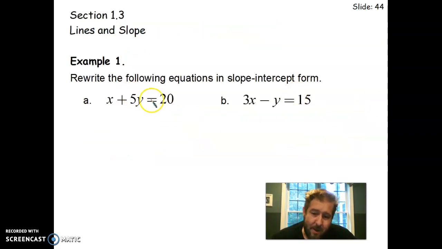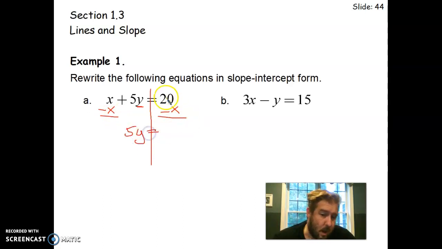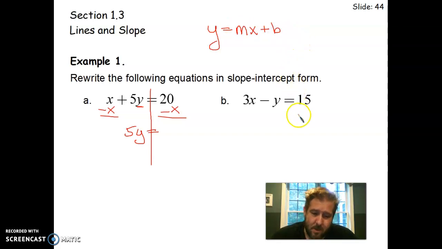All right, so now rewriting these. So first thing I'm going to do is I'm going to solve it for y. So I'm going to subtract x from both sides, and that's going to give me 5y equals 20 minus x. If I'm going to put this in slope-intercept form, which is y equals mx plus b, that's your slope, and b is your y-intercept.